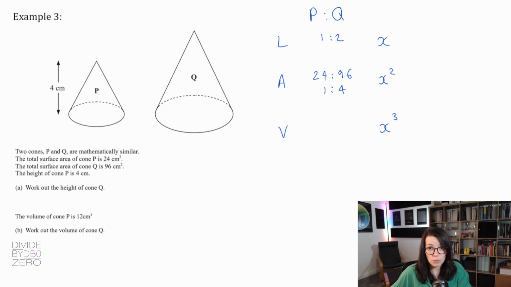We then just fill in what we have and then work out what we want to know. So we're told that the height of cone P is 4, so that can go there. And now hopefully you can see that the height of cone Q is just going to be 8 centimeters.